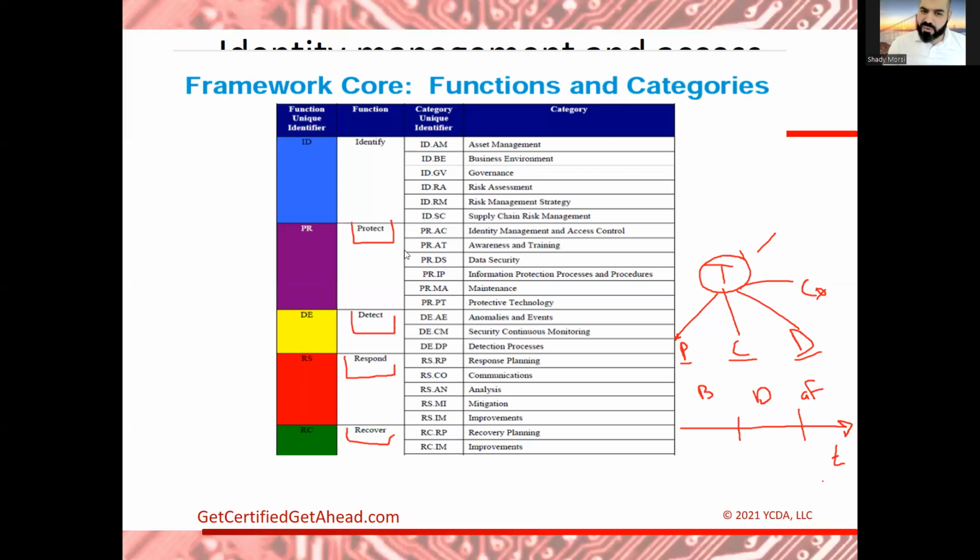And this is exactly how NIST implemented their strategy. They say before the attack, try to implement preventive controls. During the attack, try to implement detective controls, so you can detect whatever is happening right now. And once you detect the attack, you start to implement your corrective controls. And that is how it works. So I try my best to prevent someone from exploiting my network.